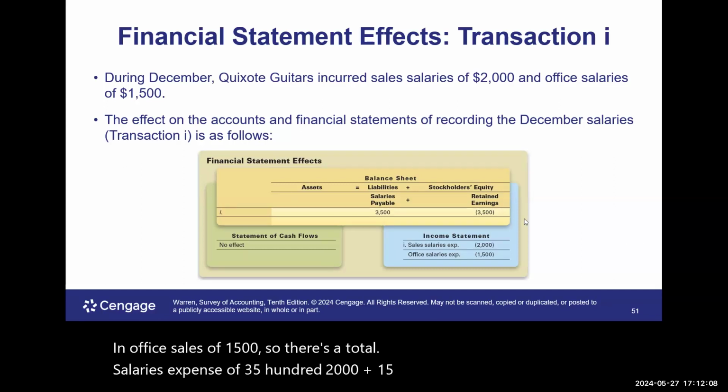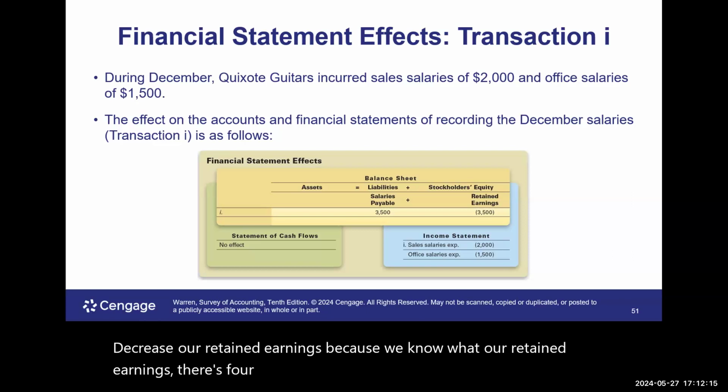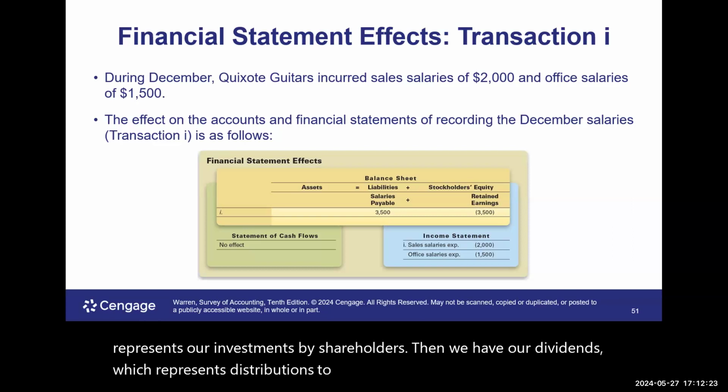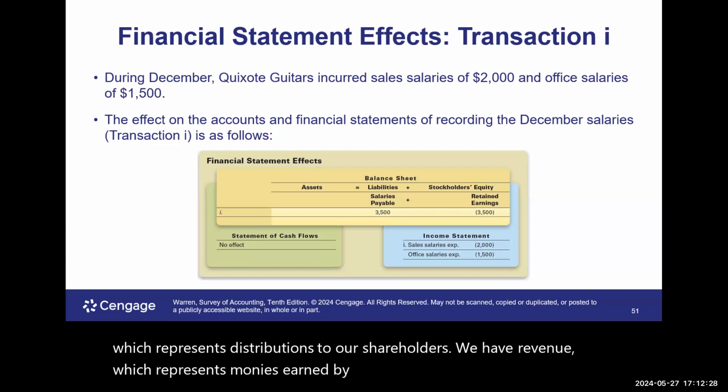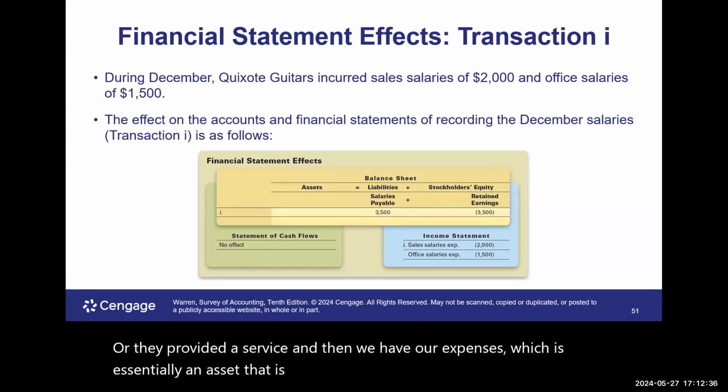So we decrease our retained earnings because we know with our retained earnings, there are 4 components. The first is common stock, which represents our investments by shareholders. Then we have our dividends, which represents distributions to our shareholders. We have revenue, which represents monies earned by the business because they sold the product or they provided a service. And then we have our expenses, which is essentially an asset that is used up or an expense that is incurred in order to generate revenue.